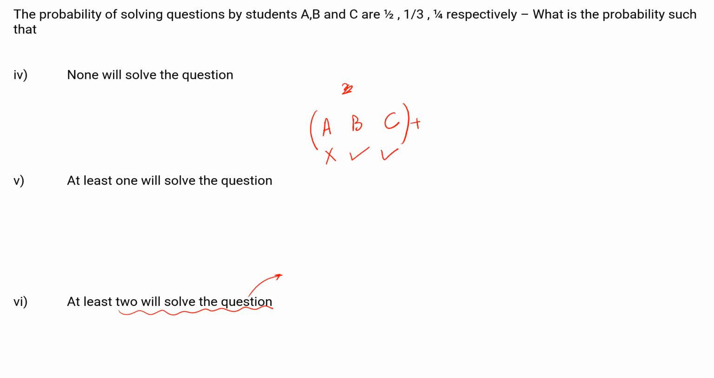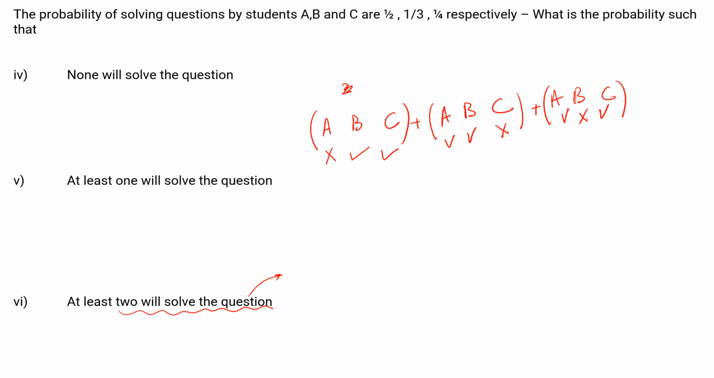Okay, then what else can we have? Maybe A and B solve the question. C will not solve the question. What else is the scenario? Maybe A and C solve the question. B will not solve the question. Now this is our one scenario.